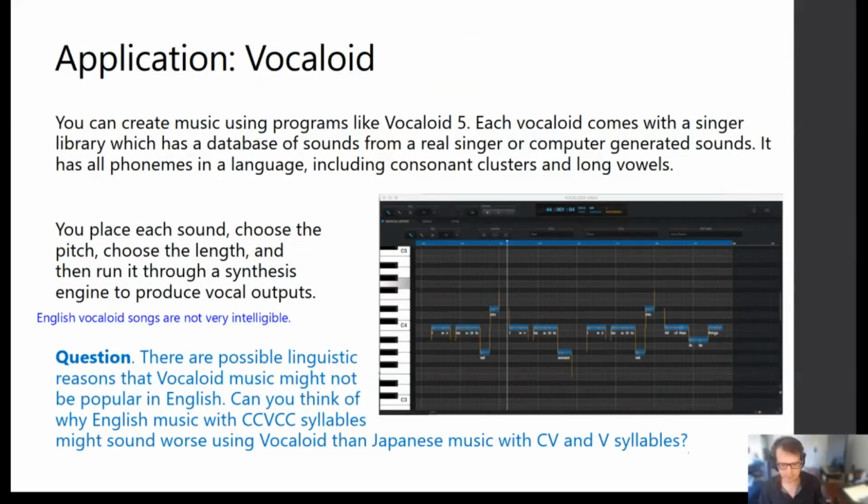Okay, so this is all I'm going to say about sounds. Are there any questions about how sounds are dealt with in computational linguistics?